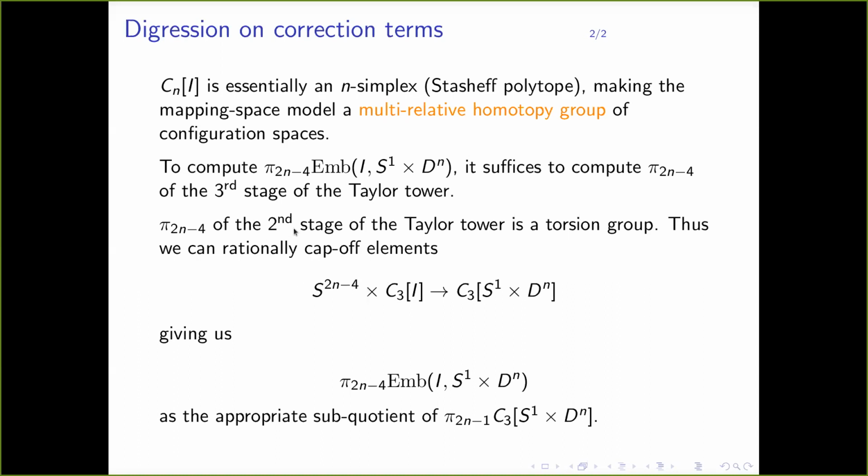Since the second stage, the homotopy groups are all torsion, rationally you can just sort of cap off the tetrahedron and turn it into a ball. And so that gives you an element, so this homotopy group is sort of an appropriate subquotient of pi 2n minus 1 of the configuration space of 3 points in S1 cross Dn.